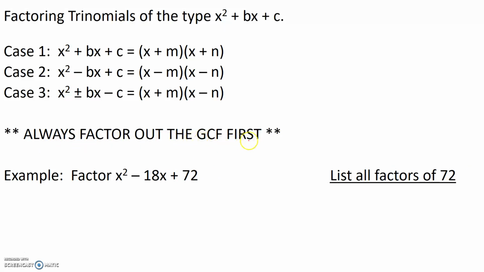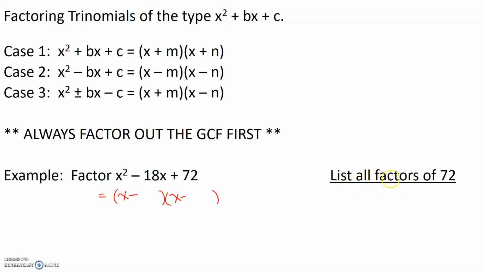First, let's look for a greatest common factor. X squared minus 18x plus 72 has no GCF, so we can skip that. Then we will write which case we have. This is case 2, so we're going to have x minus something times x minus something. So these two numbers have to both be negatives.